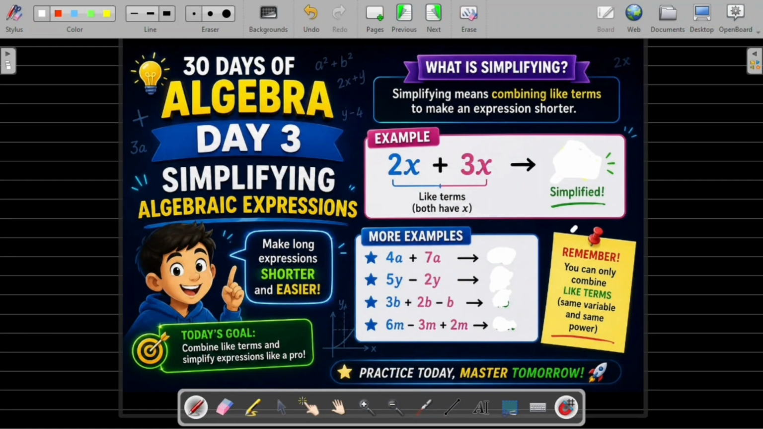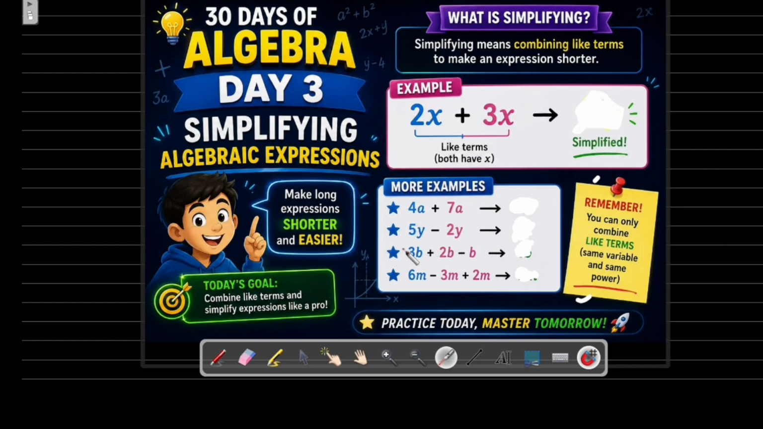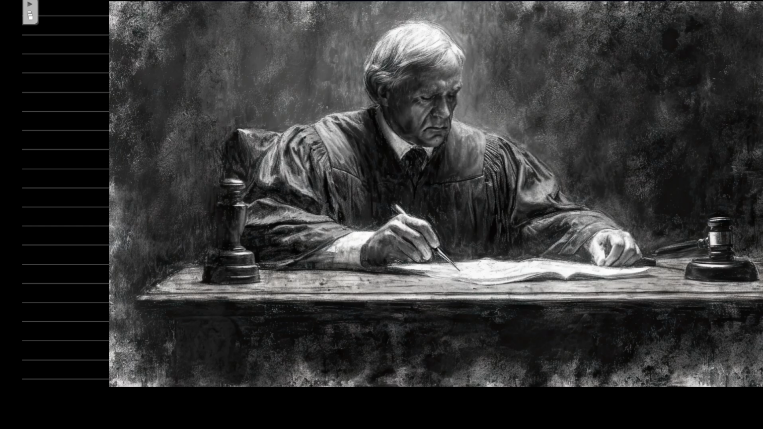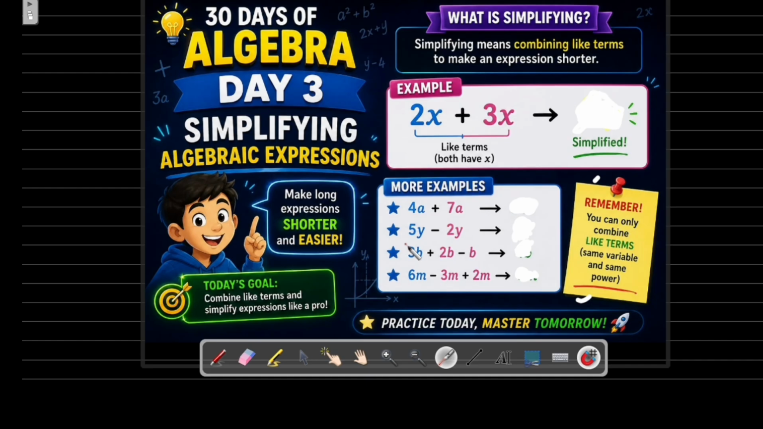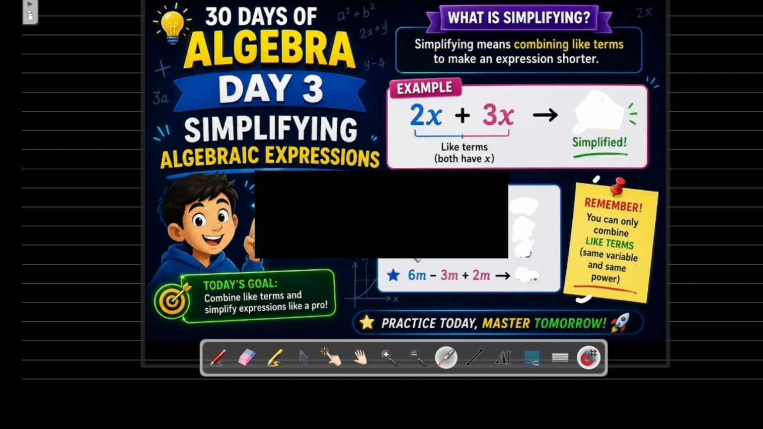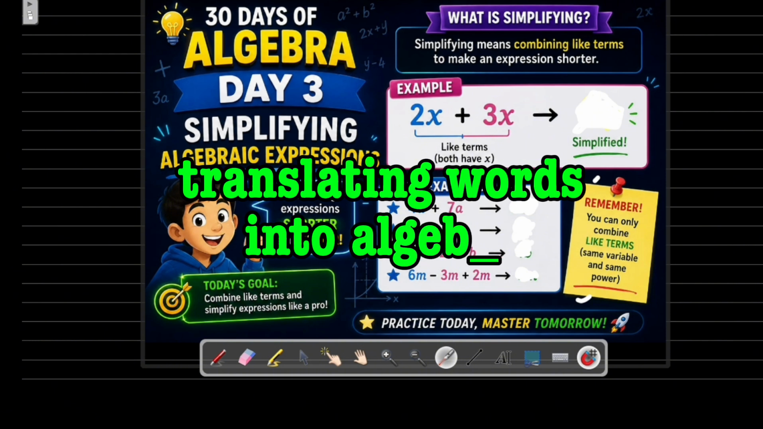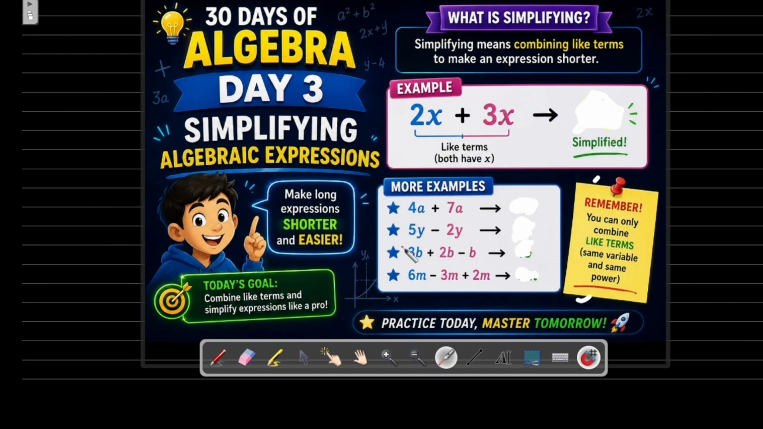It is day 3 of our 30 days of algebra. By the end of this lesson, you will be able to turn long messy expressions into short, elegant answers just like real mathematicians. Welcome back to day 3 of our 30 days of algebra journey. So far we have learned variable, constant, translating words into algebra. Today we are learning what happens when algebra starts getting bigger.